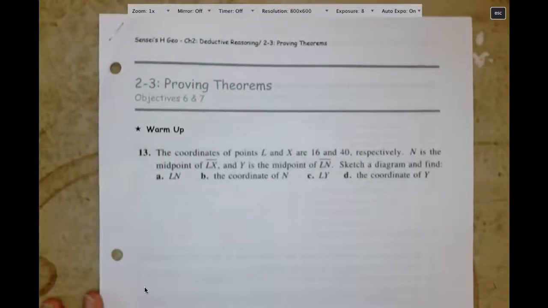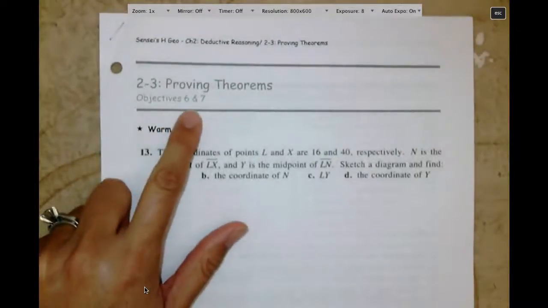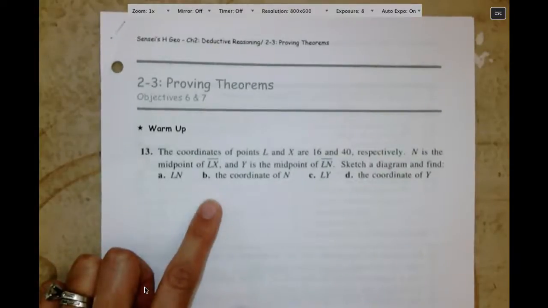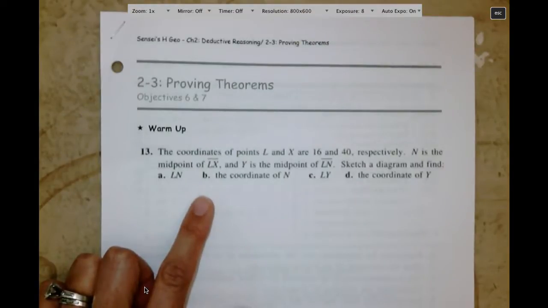Okay, this is 2.3, and objective 6 and 7. Proving theorems. So we are going to prove 2 theorems in this packet. Let's do the warm-up. So stop the video, do this problem. It's one of those with the number lines and coordinates. And come back.